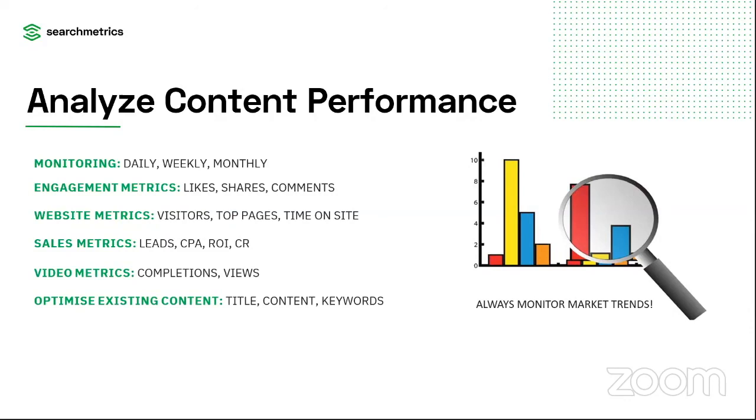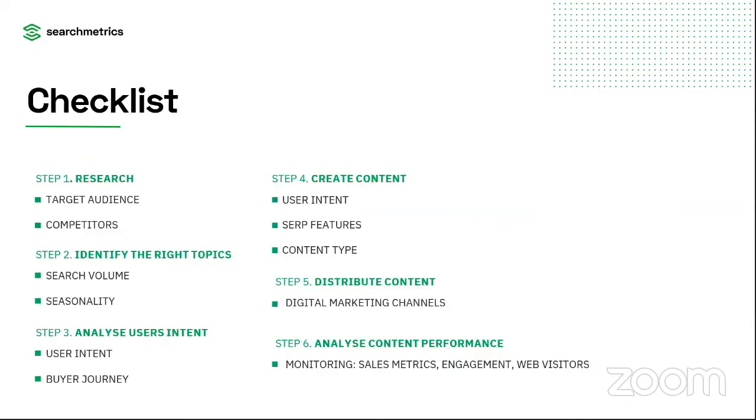And here, just a little summary as we discussed. When you want to create a data-driven content strategy, step 1, do some research of your target audience and your competitors. Step 2, identify the right topics based on seasonality, search volume, and relevancy. Step 3, analyze your user intent by making sure that your buyer journey is linked and there is a relation with your user intent. And step 4, create content. Step 5, distribute your content. Step 6, analyze the content performance.